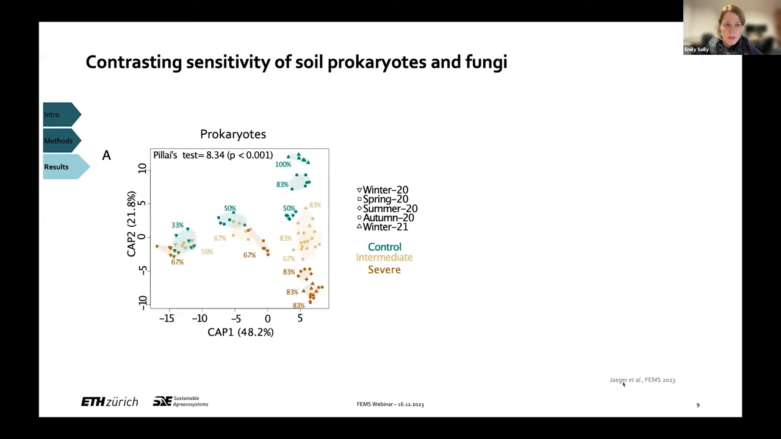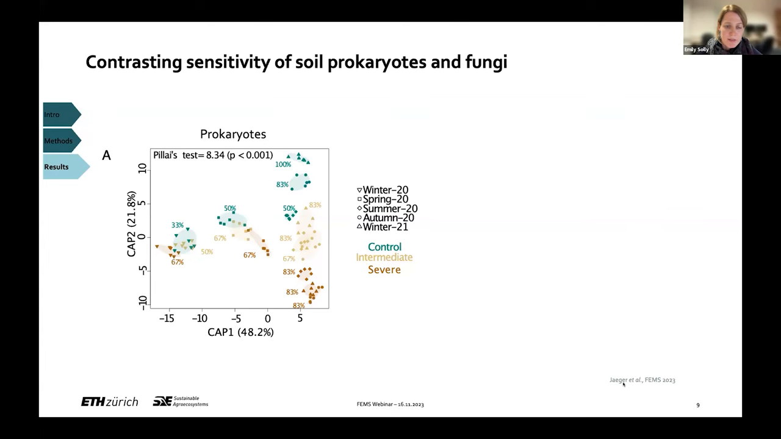Nevertheless, water limitation had a very strong impact on the community composition in the soils of the mesocosms. Here you can see the CAP analysis for the prokaryotic community, and you can see that basically the prokaryotic community strongly diverged among treatments. This you can see from the second axis, the y-axis, that there was a very strong diversification among treatments, and that this diversification actually increased along the course of the experiment.